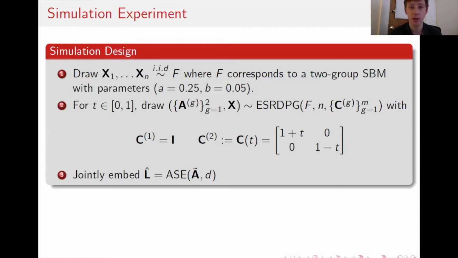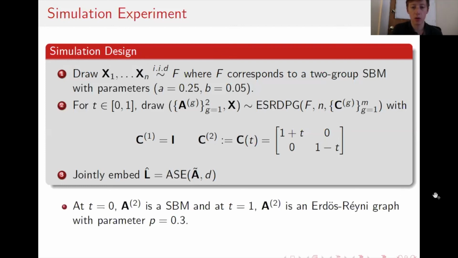Then, for some value of t, we draw the random adjacency matrices from an eigenscaled random dot product graph with C's given as follows. C1 will be the identity, so regardless of the value of t, the first graph will correspond to this stochastic block model. And C2 will be given by this diagonal matrix, with 1 plus t and 1 minus t respectively on its main diagonal. With those random adjacency matrices, we jointly embed them to get our omnibus embedding estimate L hat.